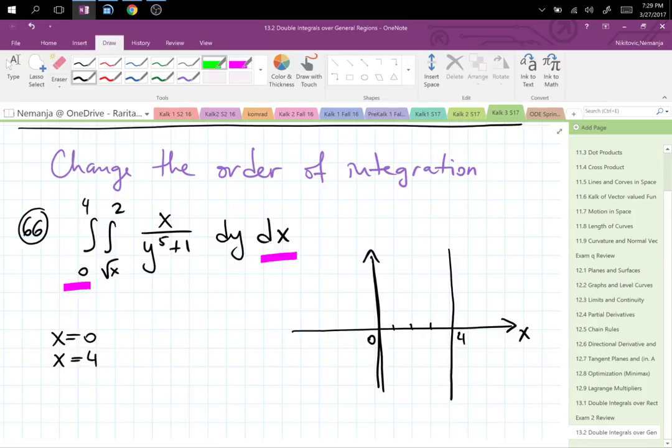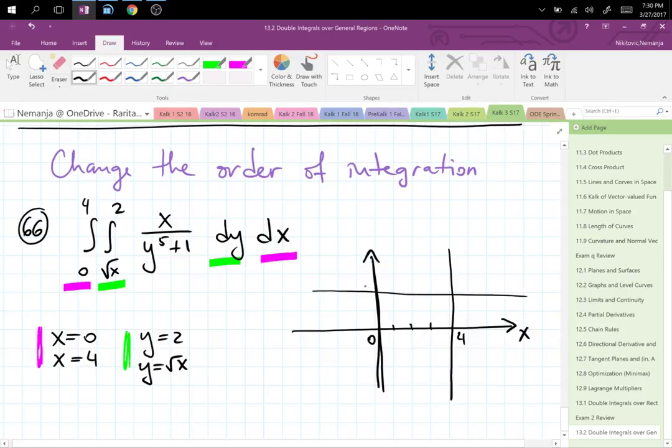Then I read the inner ones, and I have y equals 2 and y equals square root of x. Y equals 2 is a horizontal line through 2. And the square root of x function goes through 1 and then hits this one. So it looks like this.